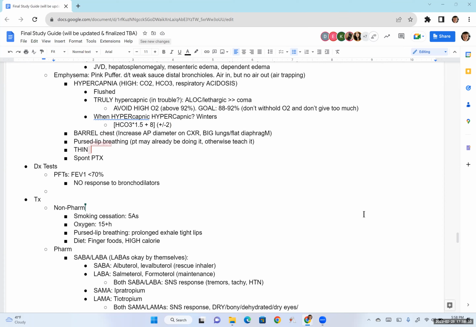You get a humidifier? That's more for drying things out, an air purifier would be more prudent. Okay, those are interventions for your asthma patient, right? You don't teach pursed lip breathing to your asthma patient, right? So those are the interventions you do for your COPD patients, right?